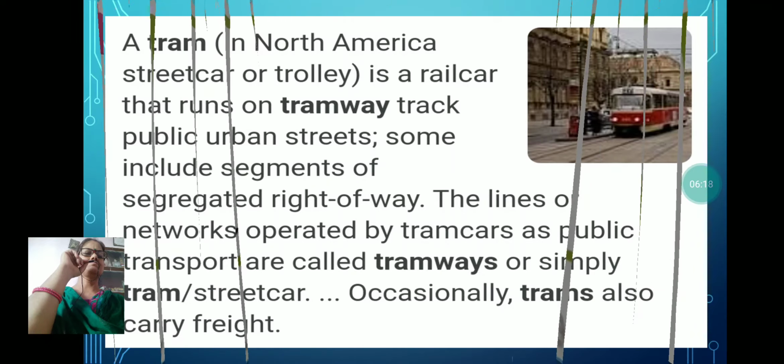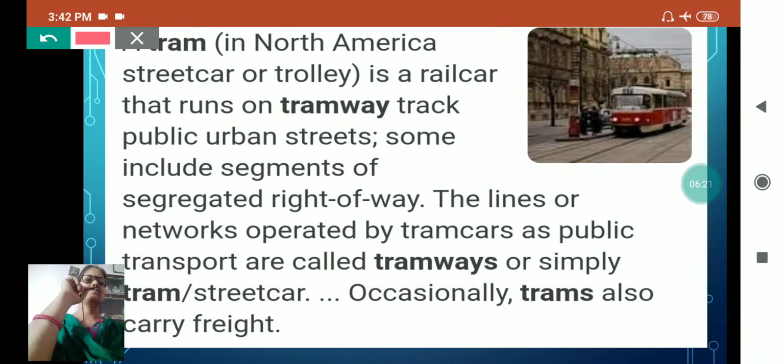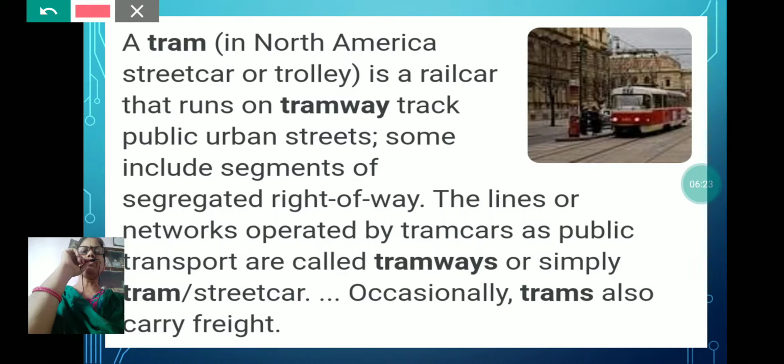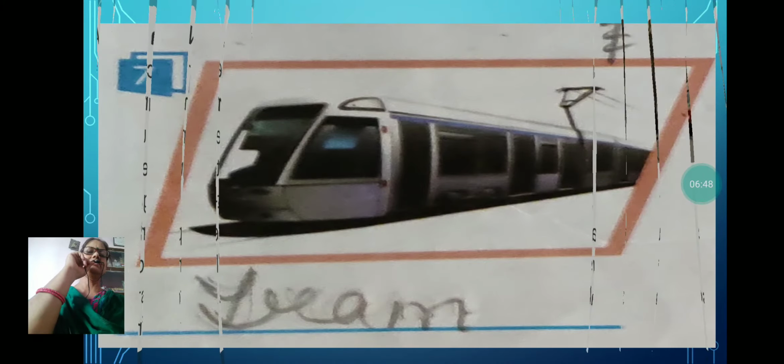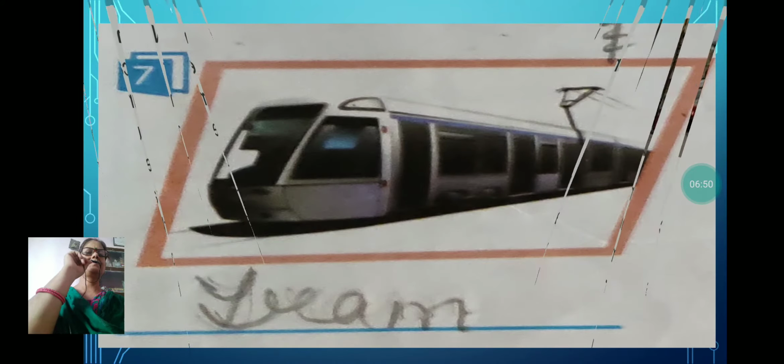Now see the tram. A tram was a bigger bus, my dear, and it mostly moved on tracks. Tracks were made to move on, and I think the modified way of the tram is what we are using right now in all the metro cities, the metro rail. See here, this is the picture of the tram.